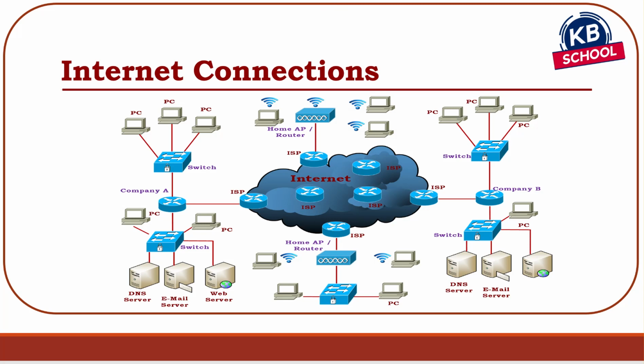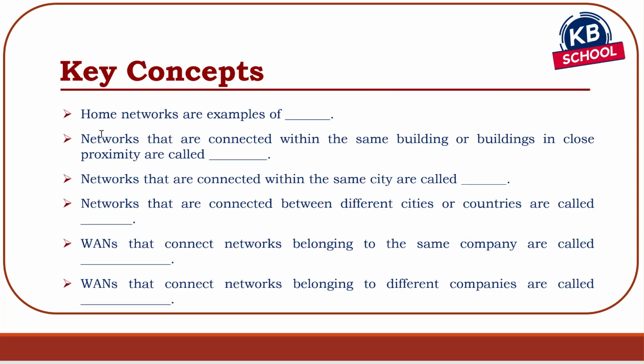Now, to recap what we just discussed in this video, let's take a look at the key concepts of this particular video. The first thing, home networks are examples of what? As I talked about, the home networks, the smallest network that you have, is known as a personal area network, or PAN. All right, this is what you run within your home.